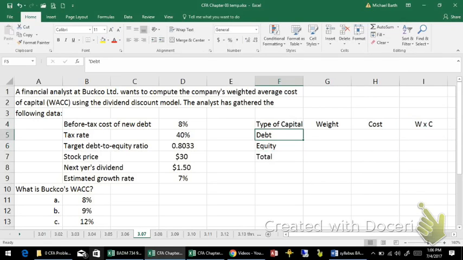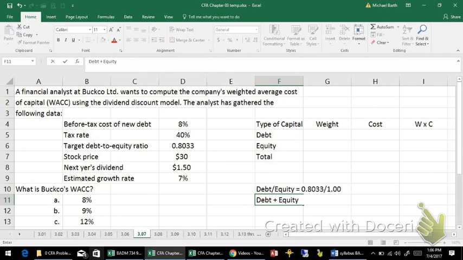To get the weights, I know the debt to equity ratio. The debt to equity ratio is given in the problem as 0.8033. That means there's 80 cents of debt for every $1 of equity. Okay? So if I take my debt plus equity, the grand total would be 1.8033.